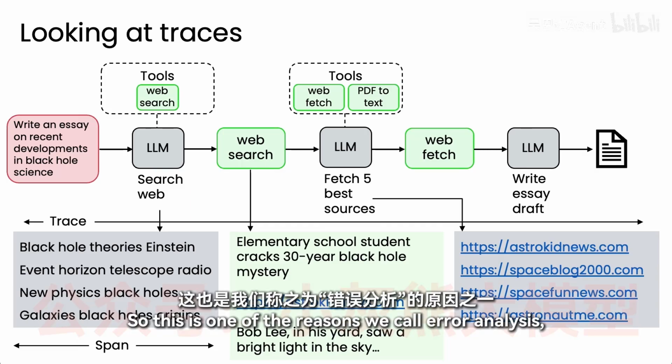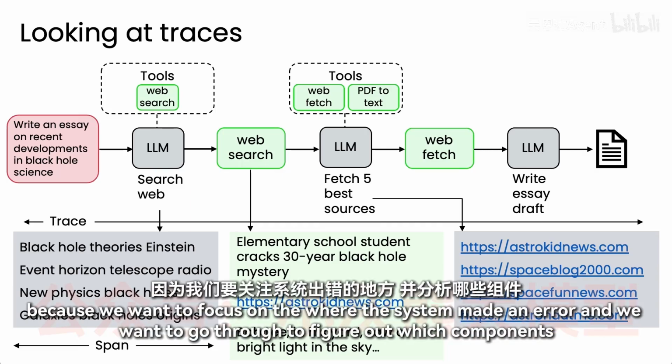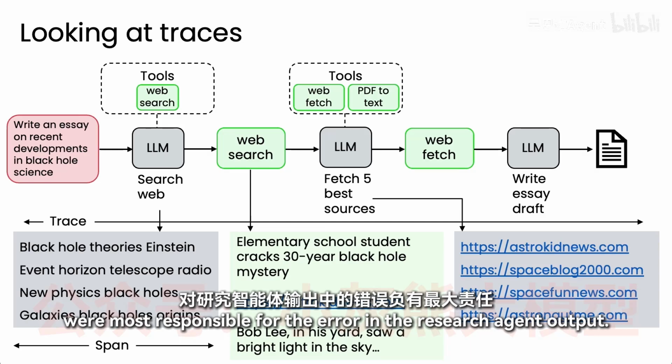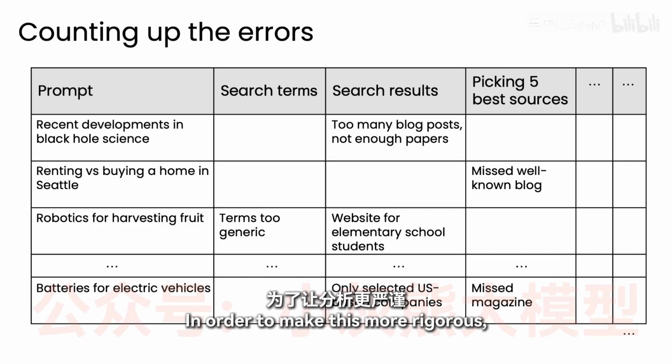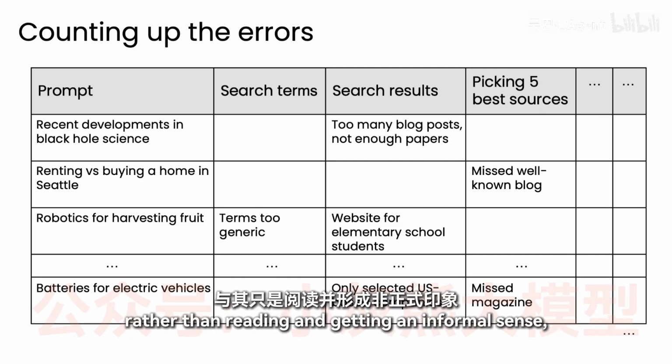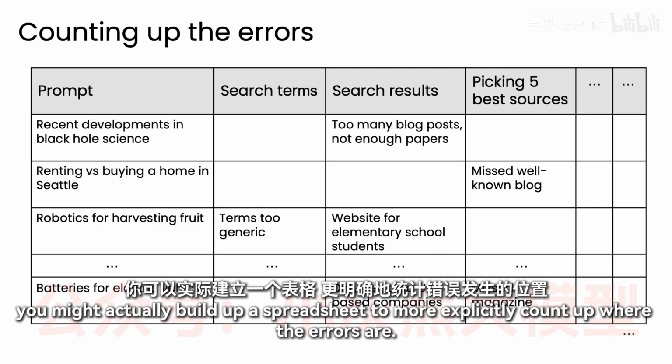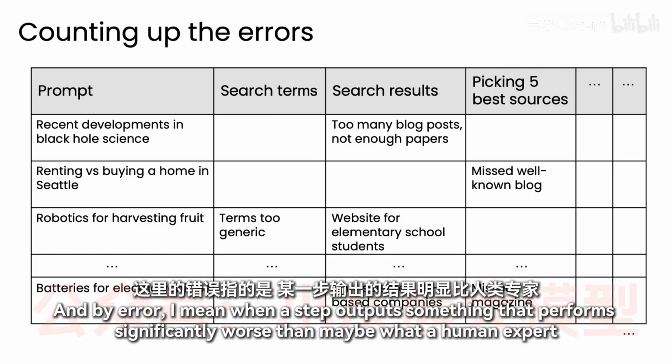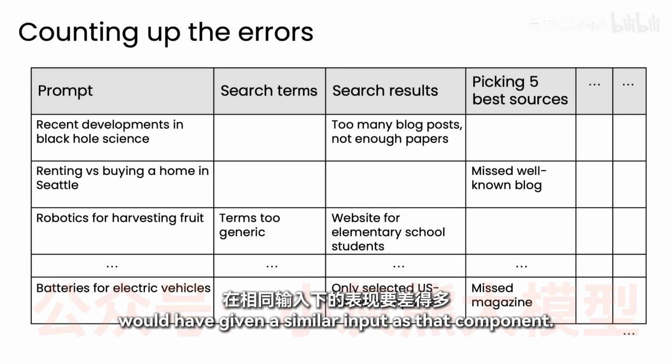So this is one of the reasons we call it error analysis, because we want to focus on the cases where the system made an error. And we want to go through to figure out which components were most responsible for the error in the research agent output. In order to make this more rigorous, rather than reading and getting an informal sense, you might actually build up a spreadsheet to more explicitly count up where the errors are. And by error, I mean when a step outputs something that performs significantly worse than maybe what a human expert would have given a similar input as that component.